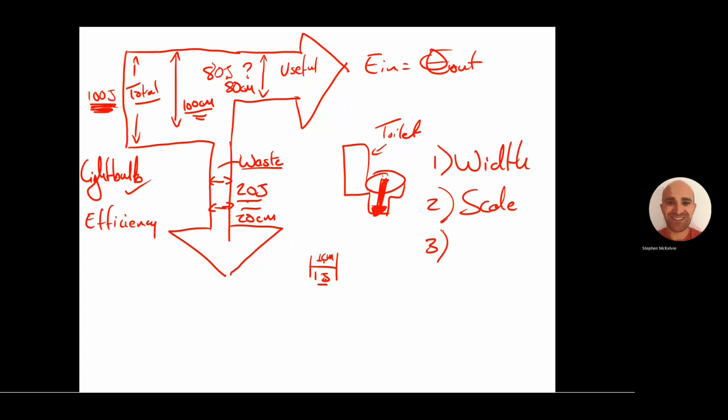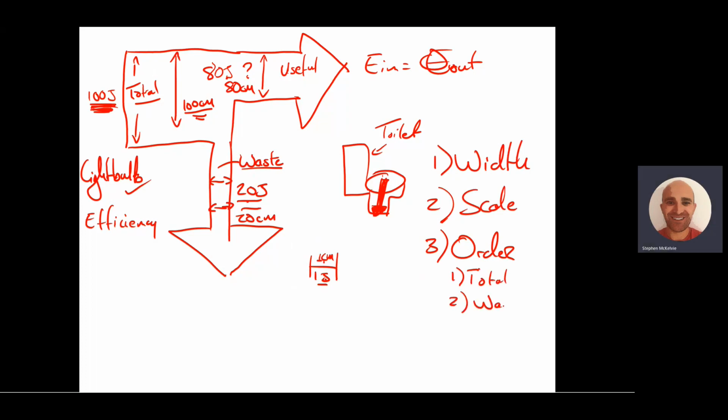The third is the order that you draw things. If you draw them in the correct order, then you are going to have a more successful drawing. So we always start off with the total, then we draw the waste, then we continue on our useful top line, then we draw our R, this is going to make more sense in a minute, and then finally we finish our useful.